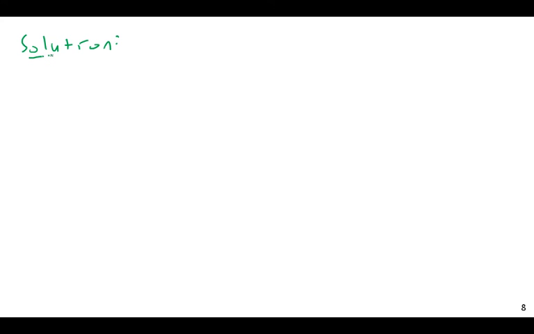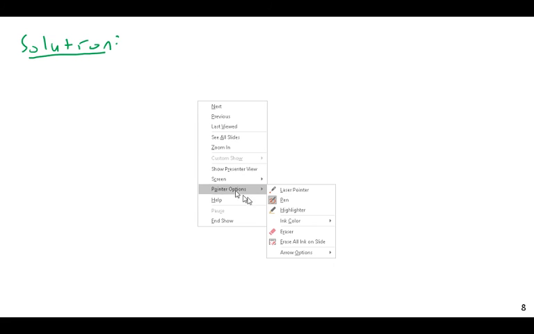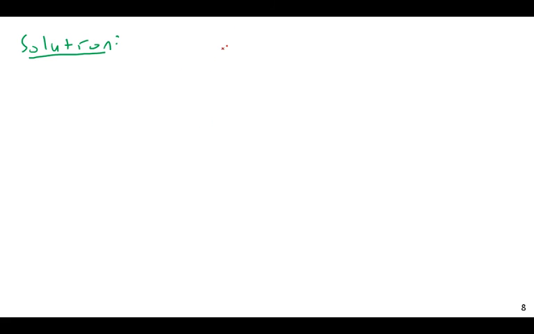Solution: 12 molar H2SO4. Oh, that's not right. Okay. Huh? H2SO4 solution. It's a chemistry joke.